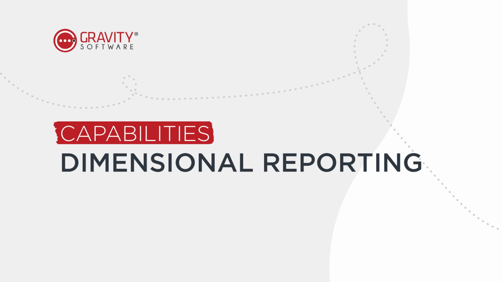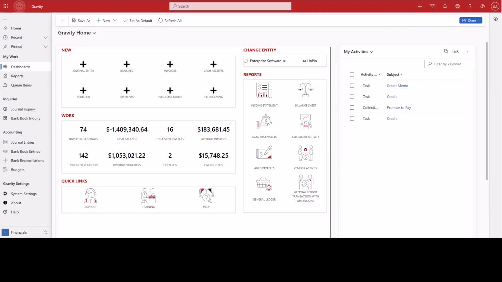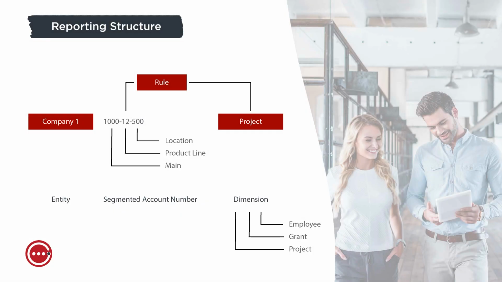Today, I want to talk about Gravity's dimensional reporting capability and how we use dimensions to tag transactions and then report on them in various ways. First, let's just take a brief look at the structure of Gravity's reporting. In Gravity, there are three main components for tagging and reporting on transactions.